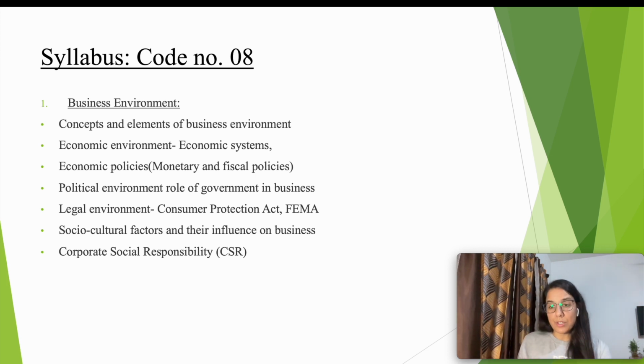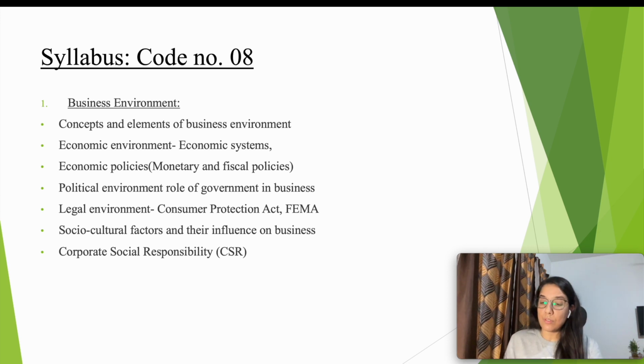So questions can be related to how the RBI controls monetary policy and what instruments it uses, for example open market operations. They can ask you questions related to reverse repo rate and repo rate. Then political environment, the role of government in business, that kind of question.